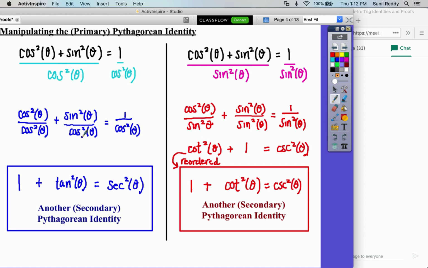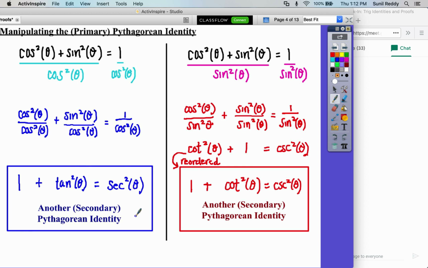Sine squared over cosine squared is tangent squared, because we know that sine over cosine is tangent. We also know that sine to any power over cosine to that same power would be tangent to that same power. So sine squared over cosine squared is tangent squared, and 1 over cosine squared is the reciprocal identity for secant squared. So by dividing everything by cosine squared, I developed this new Pythagorean identity that I boxed here in blue.